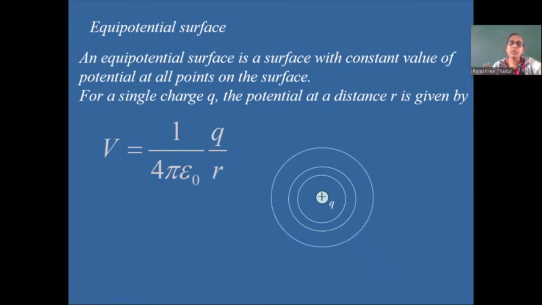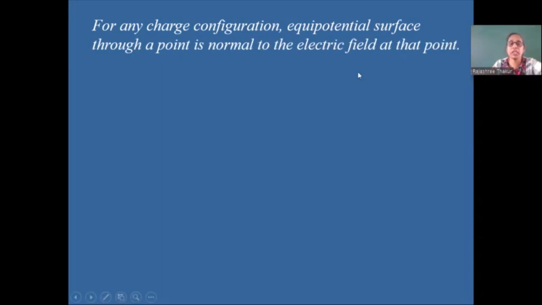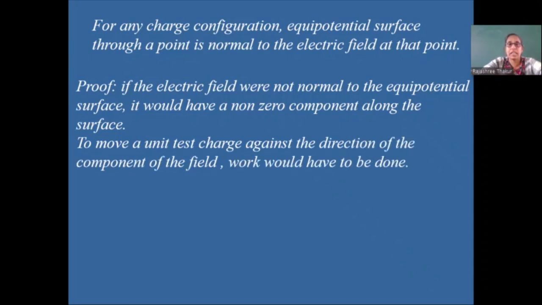So for any charge configuration, equipotential surface is always normal to the direction of electric field at that point. Suppose the electric field were not normal, not perpendicular to the equipotential surface. Then what does it mean? That means it has a non-zero component along the surface. Right? So if it has a non-zero component along the surface, what does it mean? That means to move a unit test charge against that direction of the component of the field, work would have to be done.